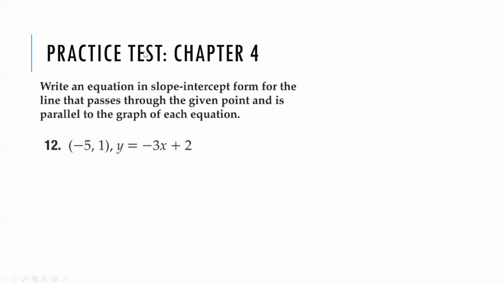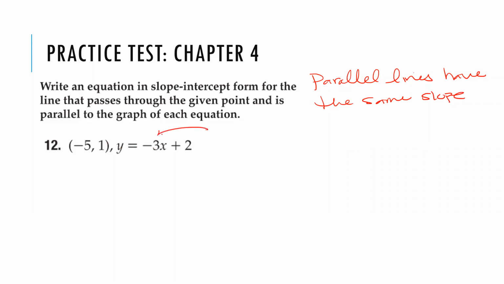Okay, so next problem says to write an equation in slope-intercept form for the line that passes through the given point and is parallel to the graph of each equation. Well, parallel lines have the same slope, okay? So if it's telling you this is the equation of the line, it's in slope-intercept form, so this is going to be the slope. So the slope is the same because the line is parallel.